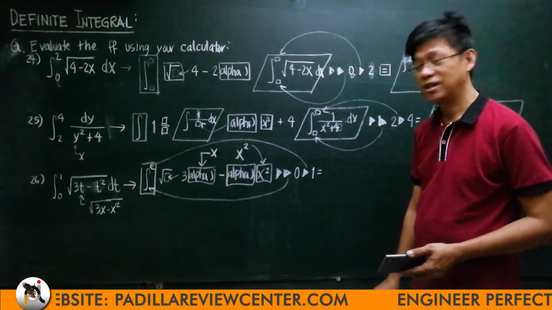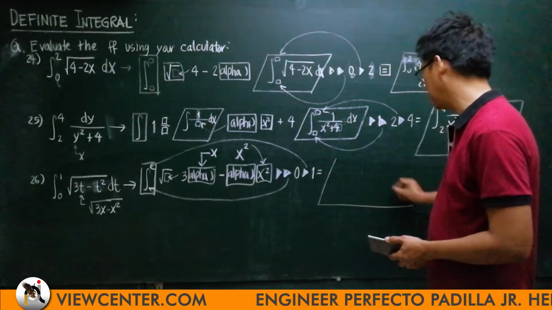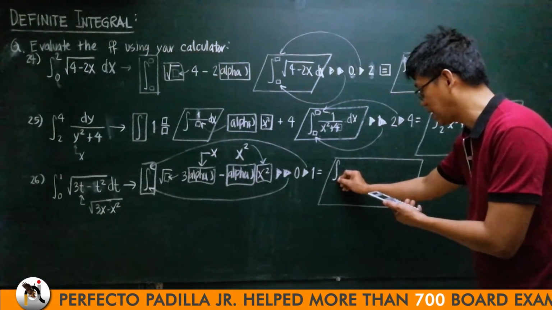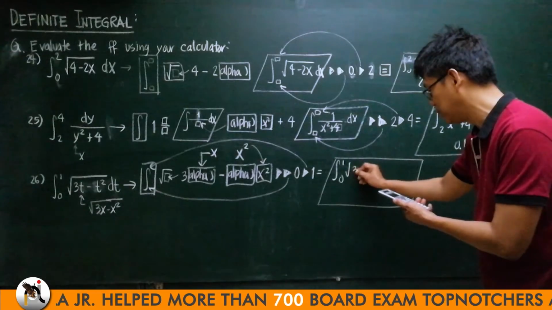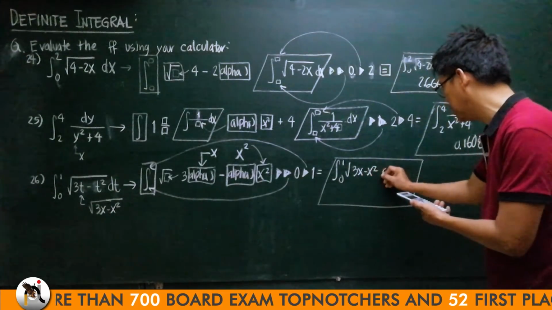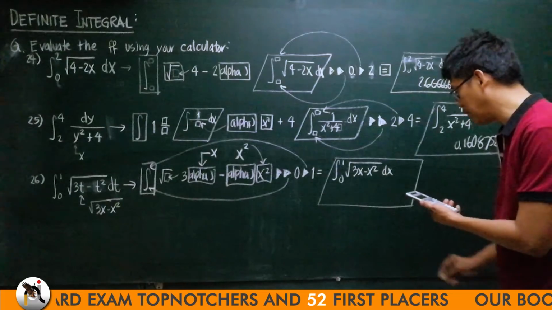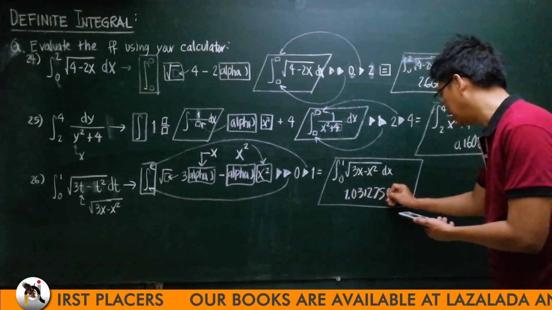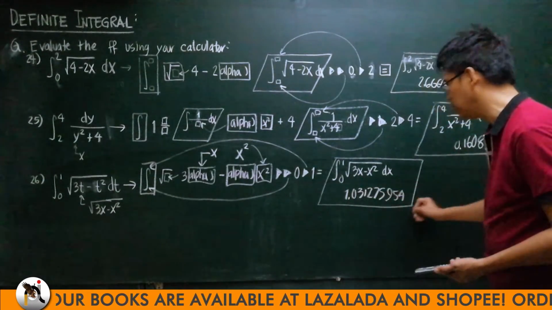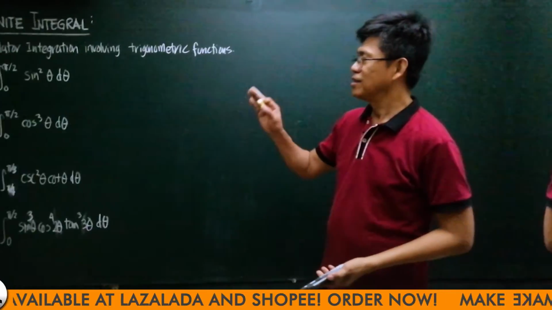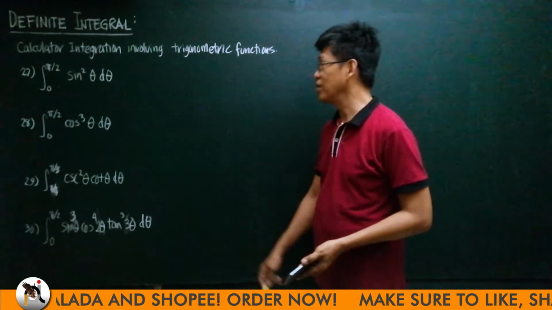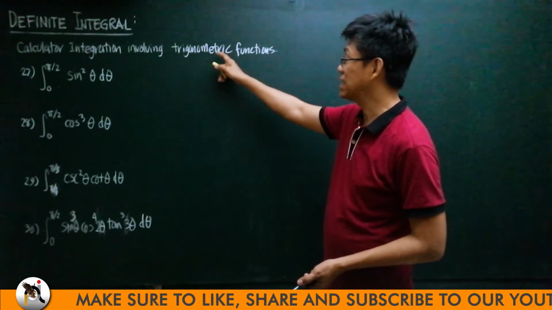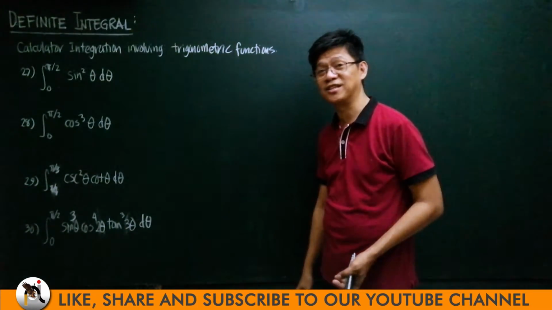Then press equals. Your calculator will process it for a while, and then eventually it will give you the integral of 0 to 1 square root of 3x minus x squared dx is equal to 1.031275954. So this is the value of the integral. You follow?